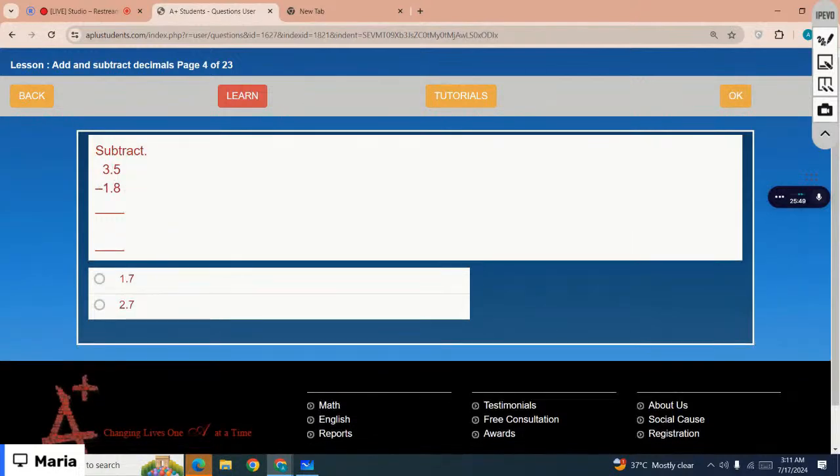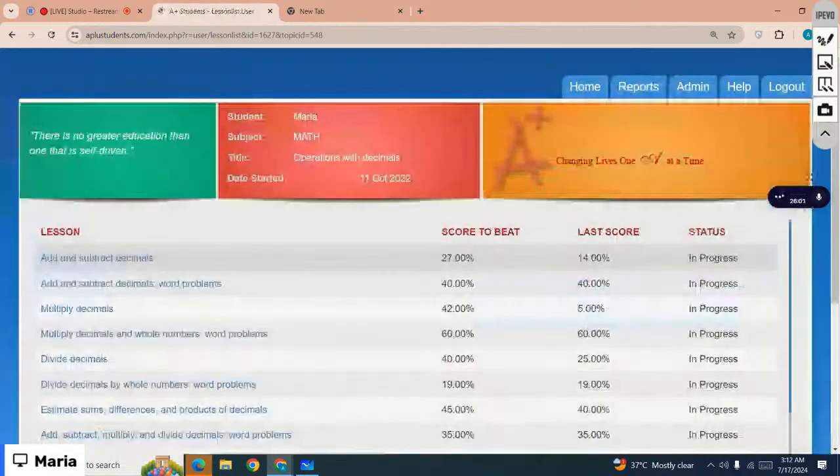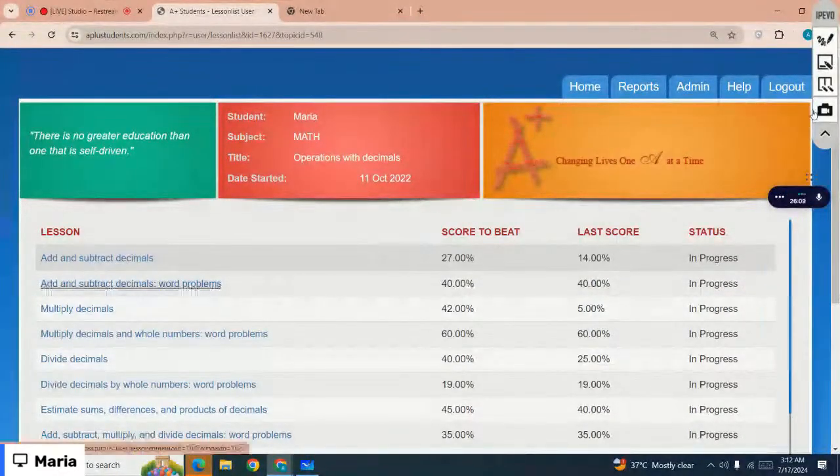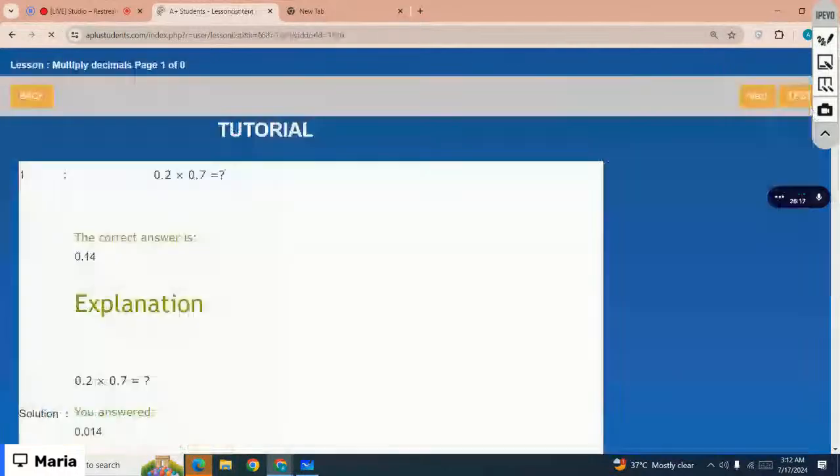Okay, you can complete the lesson by yourself later today. Let me just move on to the next lesson. The next lesson is add and subtract decimal word problems. You can do the word problems on your own, right? Let's just start with the next lesson, that is multiply decimals. So let's just start with the lesson.